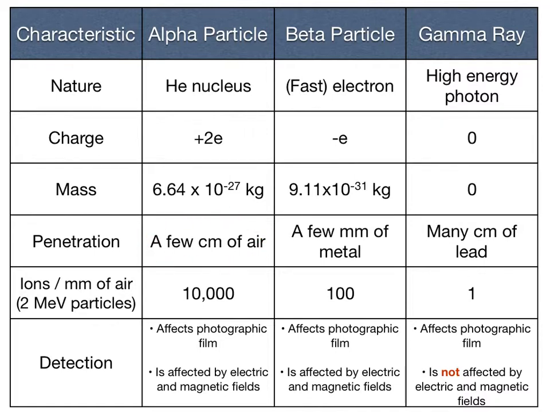This next row here, ions per millimeter of air, is going to take a little more explanation, but basically as a charged particle, an ionizing particle or an ionizing radiation passes through material, it interacts with matter. And so this is saying that when alpha particles travel through air, on average, they're going to have about 10,000 interactions, cause about 10,000 ionizations for every linear millimeter that they travel. That's a lot. And for detection, alpha particles affect photographic film, and they're affected by electric and magnetic fields.